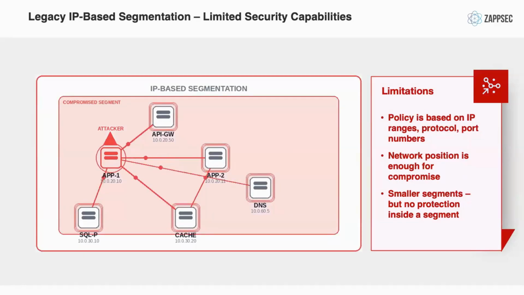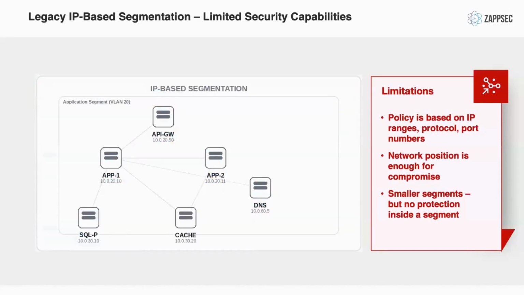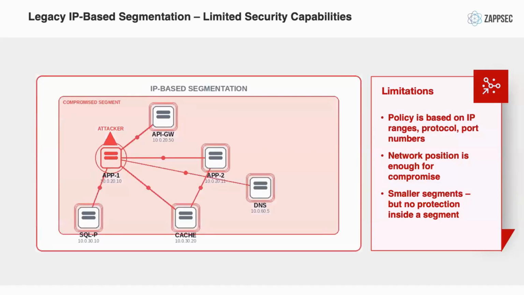Okay, so wait, let me make sure I'm following this for the non-architects watching. The segmentation creates a boundary, but once you're inside that boundary through any means, whatever it might be, phishing, credential theft, vulnerable service, whatever, the boundary doesn't matter anymore, because now you're trusted.